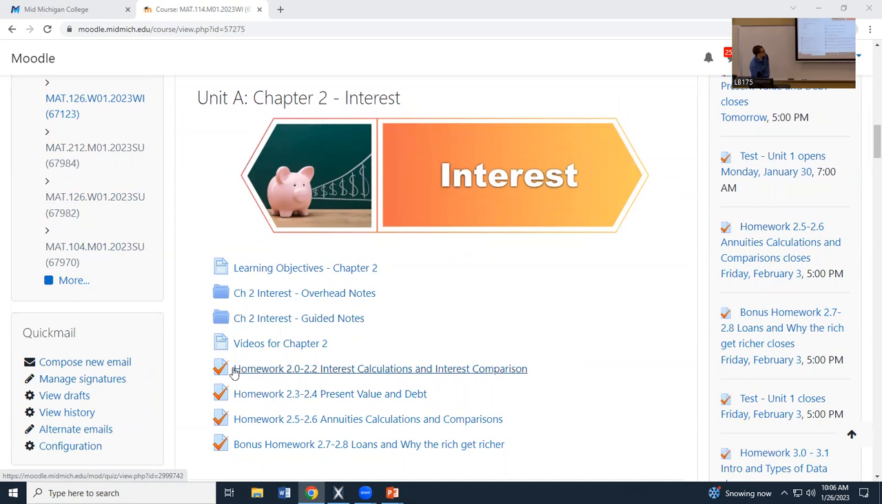We've basically covered the vast majority of 2-2, or at least all the calculations you need. And then we'll do 2-3 and 2-4 today. Those are pretty quick chapters.